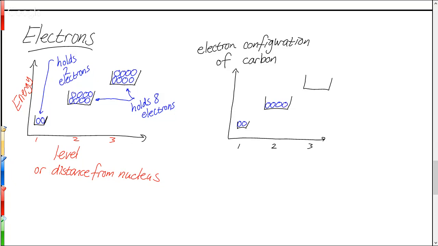So we would say that a carbon atom has 2 electrons in its first level, or its first quantum level, and 4 electrons in its second level. And that's it. Not too bad, right? Just fill the buckets. All right. There's a couple other words that we want to use to describe the electrons in this bucket, and then we'll see why that becomes important.